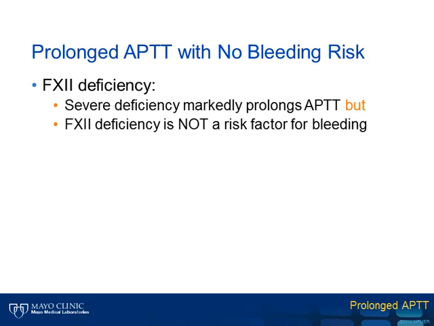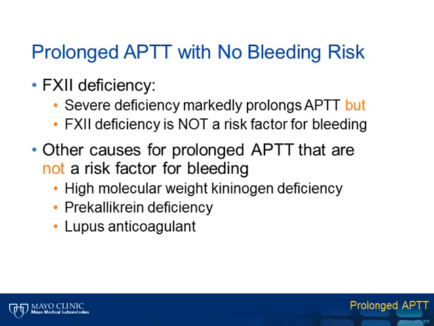However, there are conditions that prolong the APTT, sometimes quite markedly, but are not risk factors for bleeding. For example, deficiencies of high molecular weight kininogen or prekallikrein and factor 12 may markedly prolong the APTT, but are not bleeding disorders. In addition, as indicated, presence of a lupus anticoagulant is a risk factor for thrombosis.